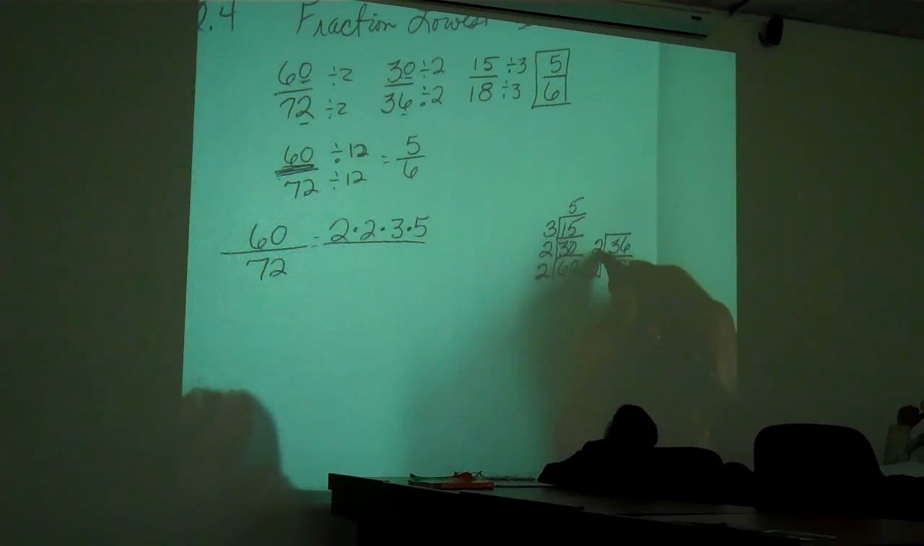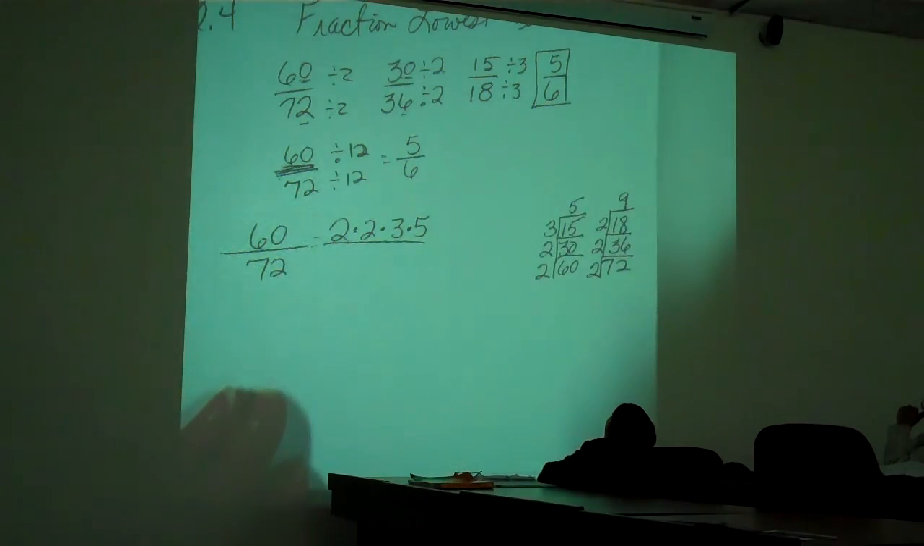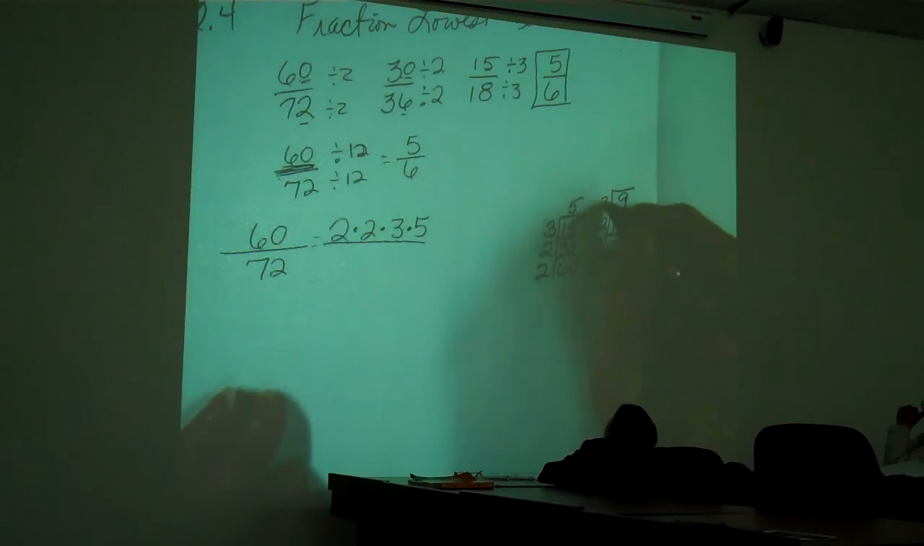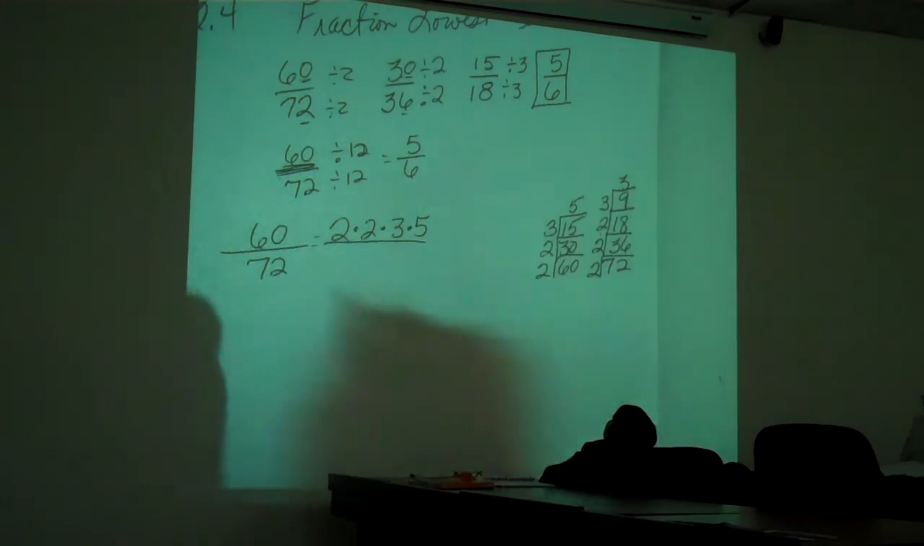Divided by 2 is 18. Oh, we have it up there, right? 18. And then divided by 2 is 9. Divided by 3. 9 divided by 3 is 3. 3 times 3 is 9. So we have 2, 2, 2, and then 3, 3.